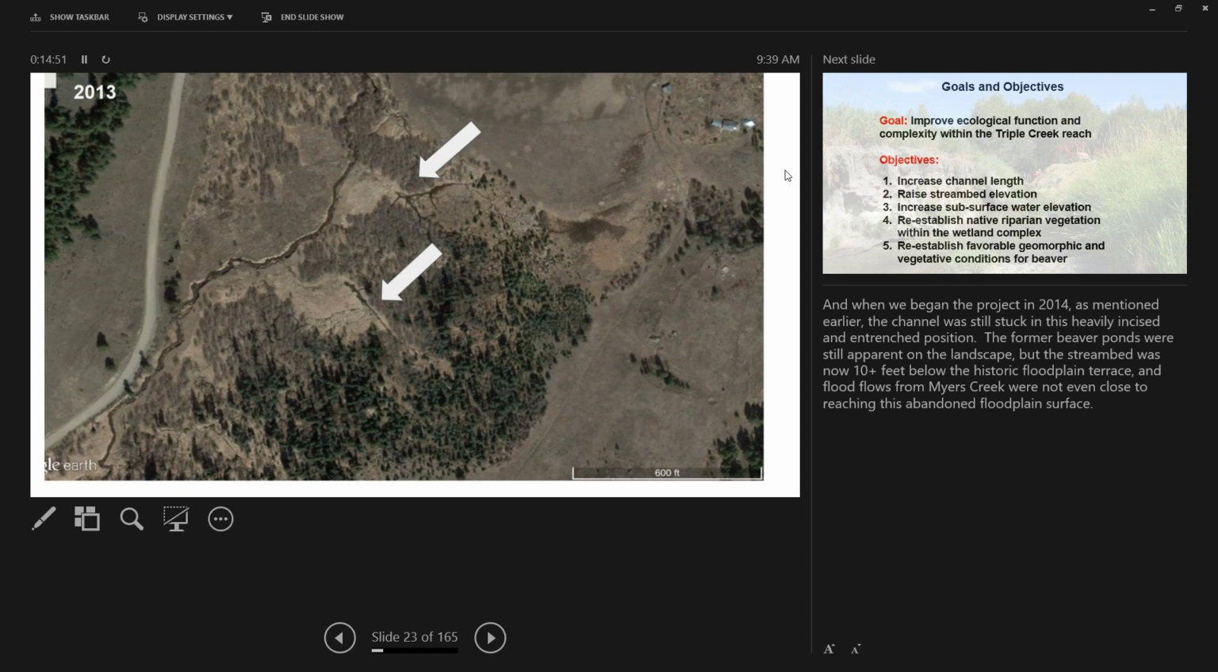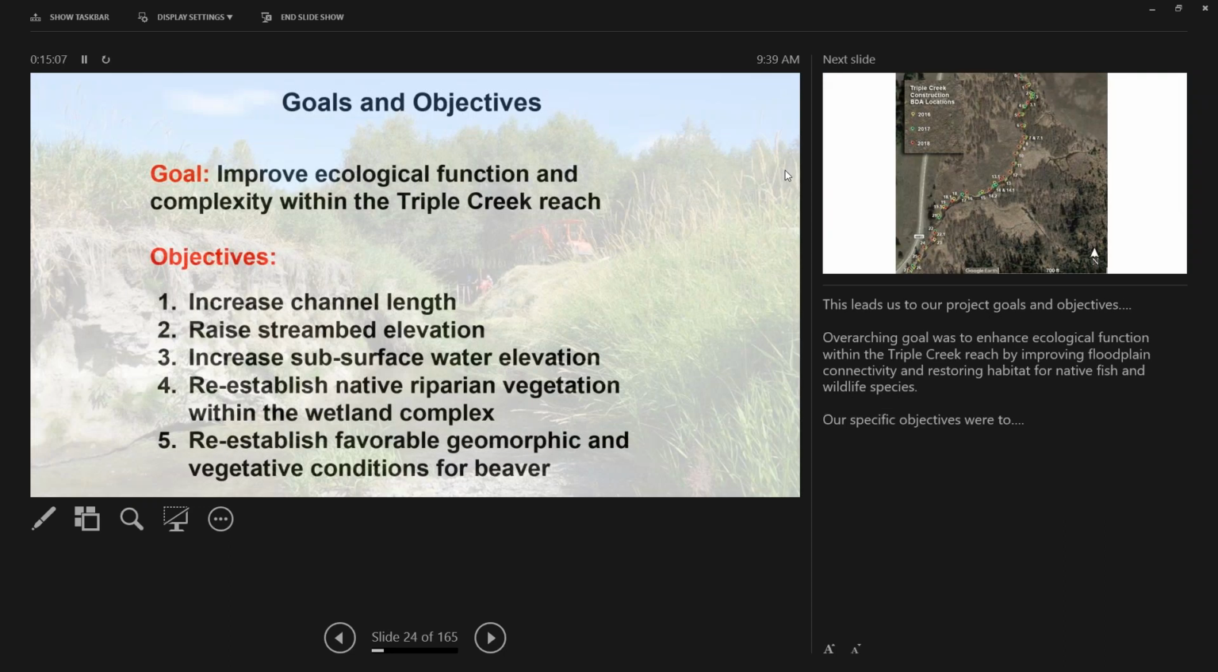As time goes by, now we're at 2013, now you can really see a marked incision trench. And where the 2 ponds used to be, there's some wetland conditions still and some standing water, but nowhere near the amount of water that there used to be. And now we're just entrained. Laterally, we're static. The channel hasn't moved for quite a number of years at that point.